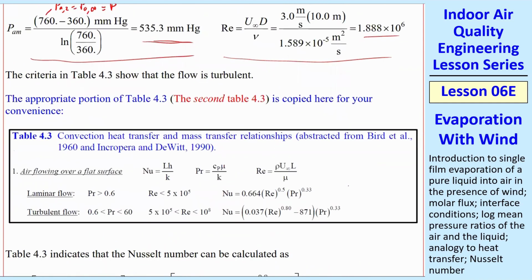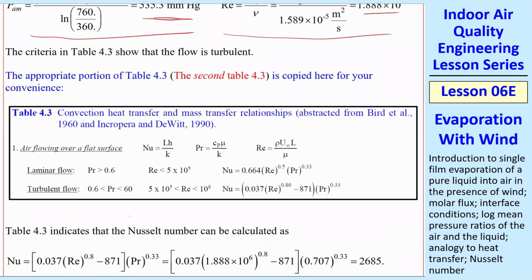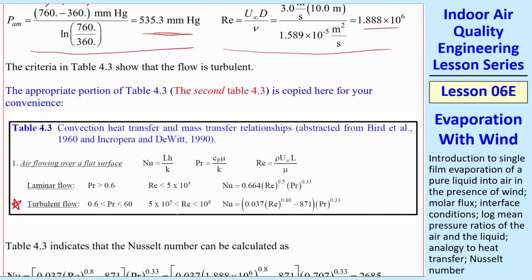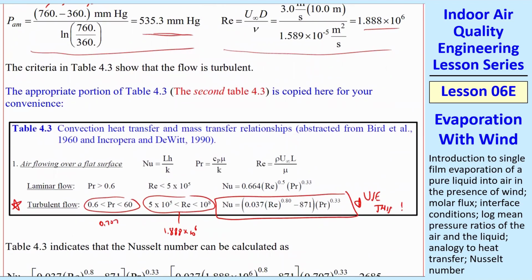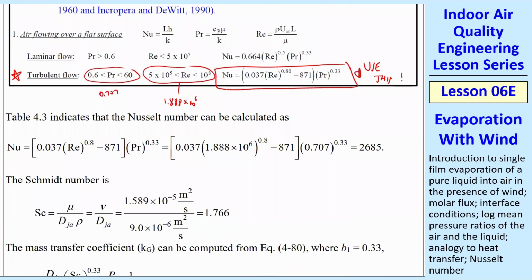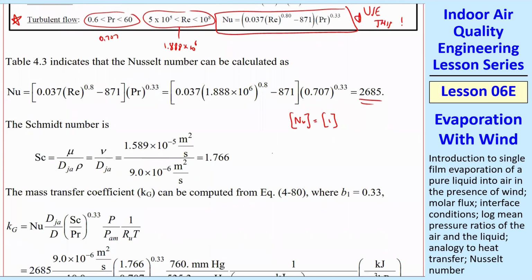So we look in the book or look here and you see these definitions for Nusselt number, etc. What we're really interested in is whether it's laminar or turbulent. This one is definitely turbulent. Our Reynolds number is roughly 1.9 times 10 to the 6, so that's in this range. And our Prandtl number is 0.707, which is in this range. So we want to use this equation. And now it's just a matter of plugging in. So we plug in that equation with the given Prandtl number. Prandtl number, Nusselt number, Reynolds number are all non-dimensional. There's no units here. Schmidt number, also non-dimensional.